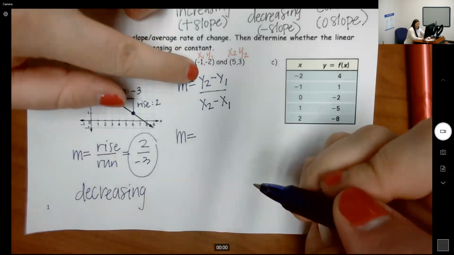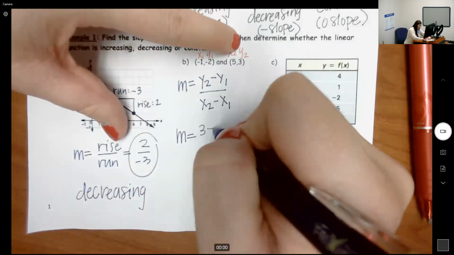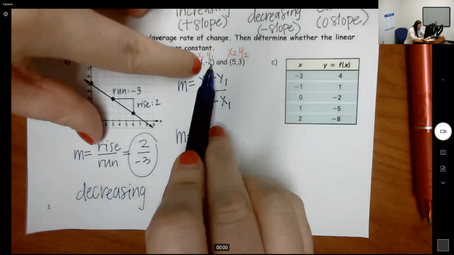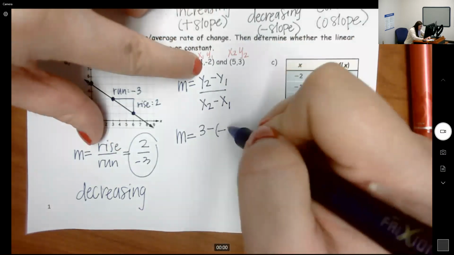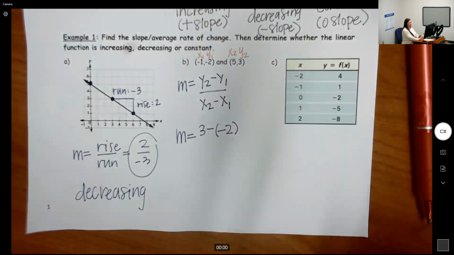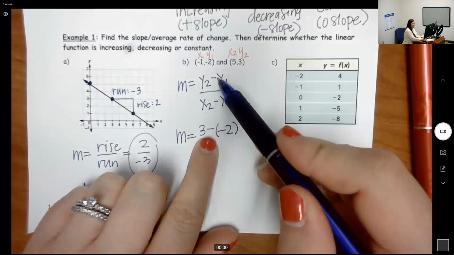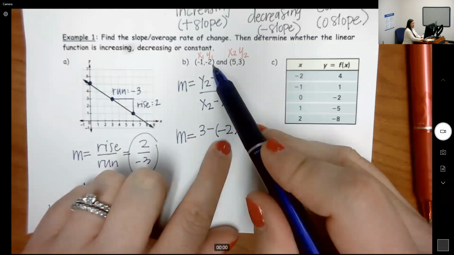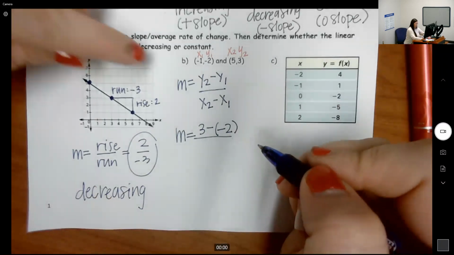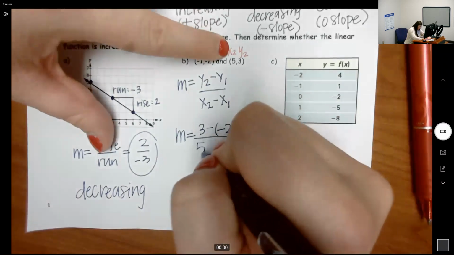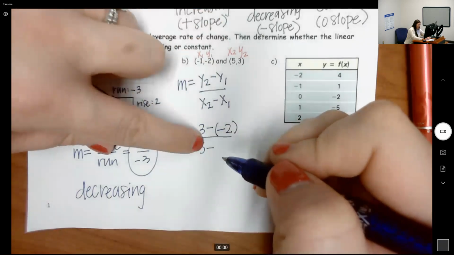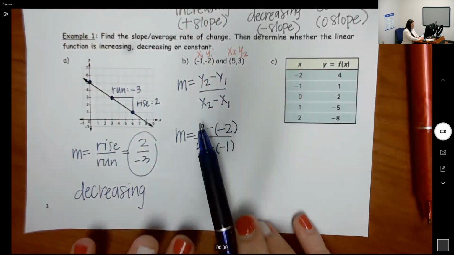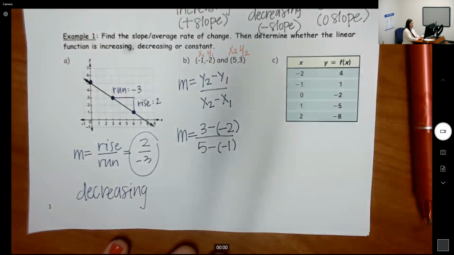So what did we label as my y2? Well, that's 3. Minus from my formula. And then what is my y1? My y1 is a negative 2. Okay, so I have 2 negatives there. The first negative is from my formula. The second negative is from my coordinate. Over x2, which is 5, minus from the formula, and then x1 is a negative 1. So again, 2 negatives, 1 from the formula, 1 from the number.